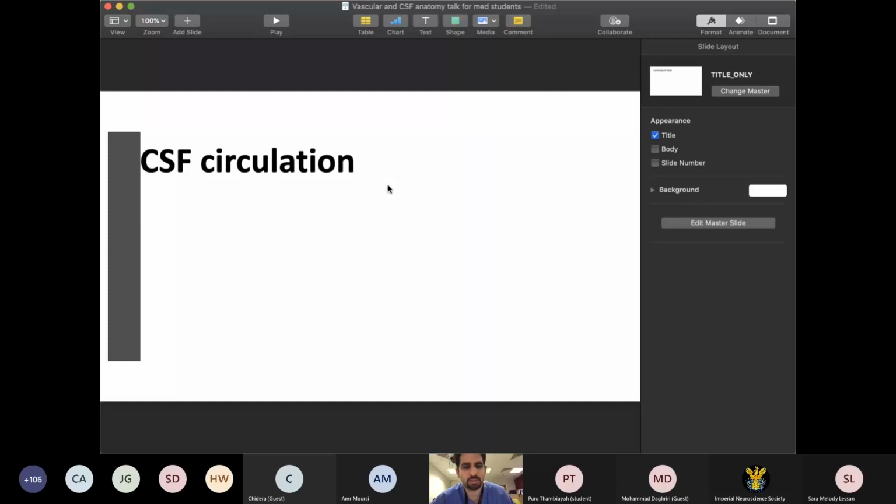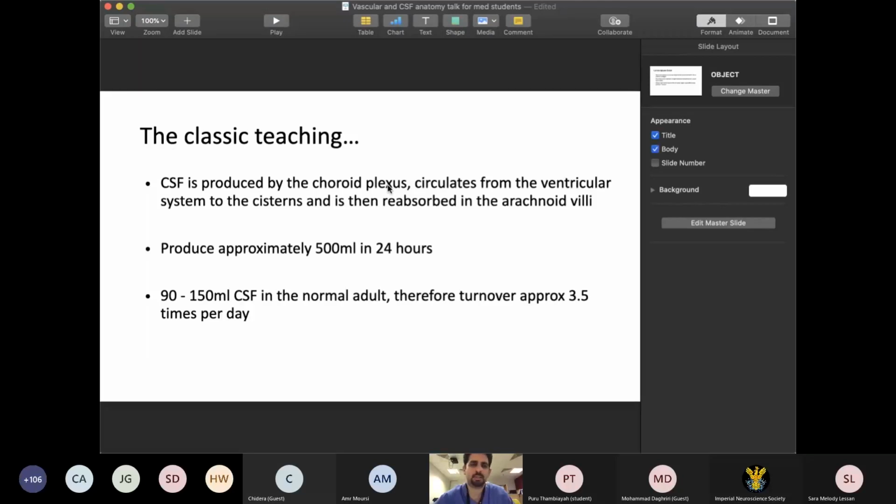Right, okay, so I'm going to move on to CSF circulation. Now, the classic teaching with regards to CSF circulation is that your choroid plexus produces it, it circulates around your ventricles, goes into the cisterns, goes around your spine, and then all gets magically reabsorbed in the arachnoid villi into your venous system. It does this at a rate of 500 mils a day. So if you think you've got about 150 mils of CSF inside your central nervous system, and you produce 500 mils a day, so it's got quite a fast turnover.